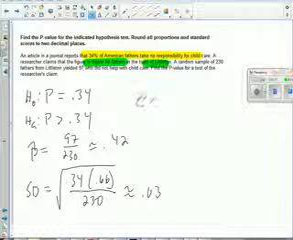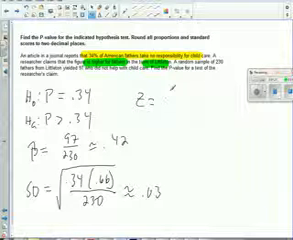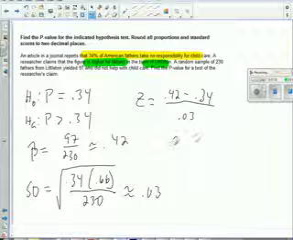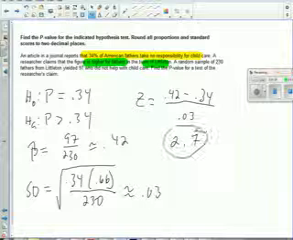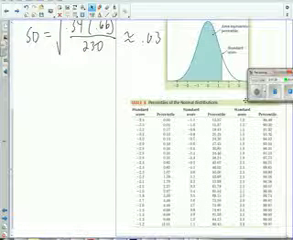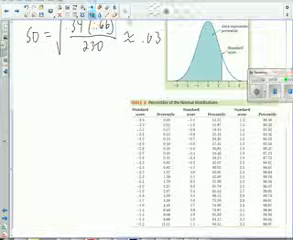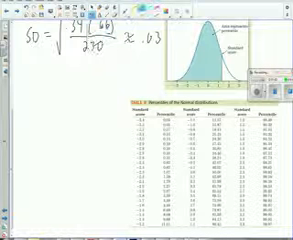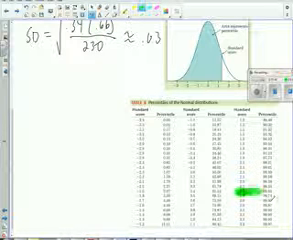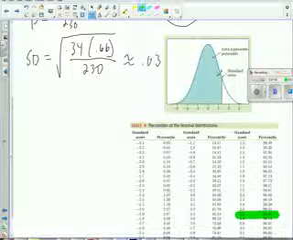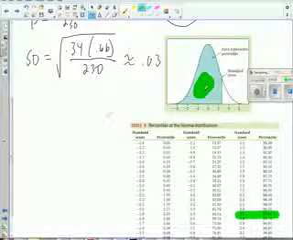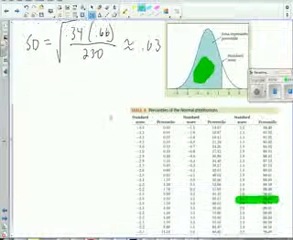So now we need a z-score. The sample result was 0.42, the supposed population proportion is 0.34, over 0.03. That gives me a z-score of 2.7 if I round. So now we're going to look at table B. We're going to look up the z-score of 2.7, which means this area here is at the 99.65 percentile.